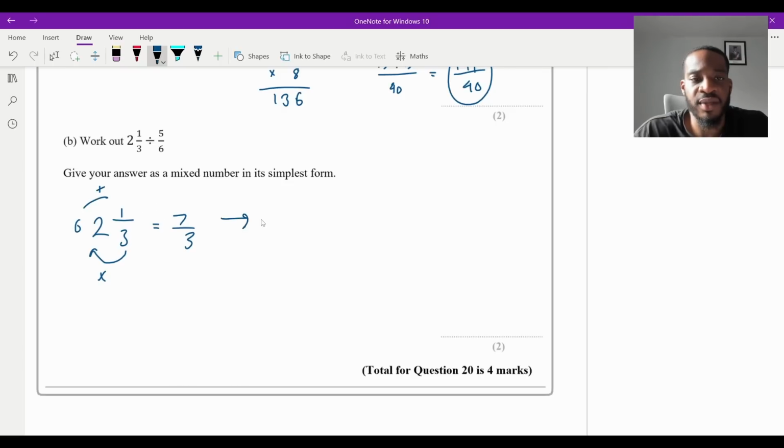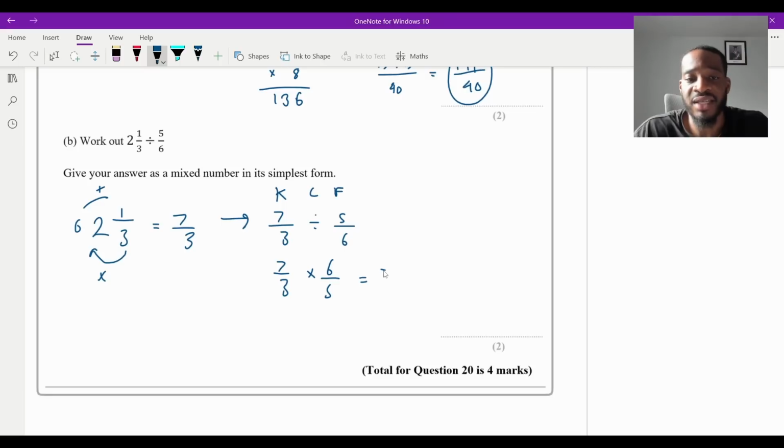And then that just means that the question is just asking 7/3, right? Divided by 5/6. What do we do from here? Okay, well, remember, we're dealing with a fraction and we're dividing by another fraction. It's going to be keep, change, flip, isn't it? Which means that we keep the first fraction the same. We're going to change this division to a multiplication, and then we're going to flip the fraction, so it becomes 6 over 5.